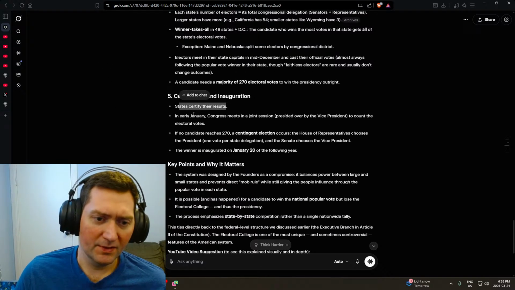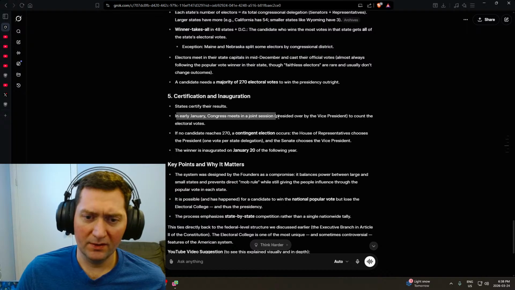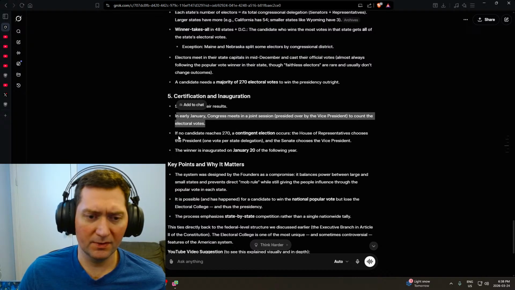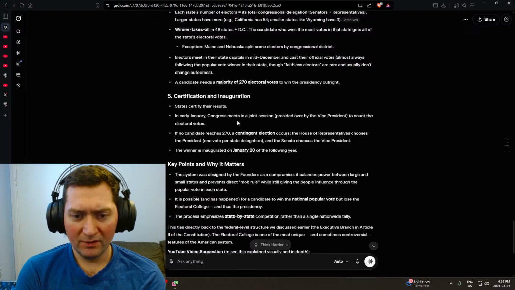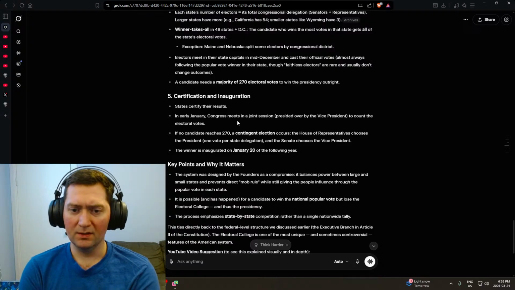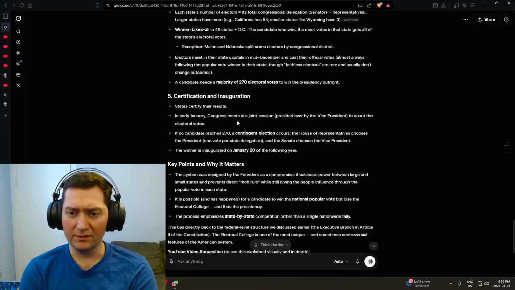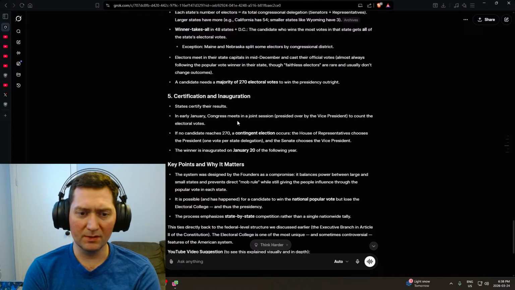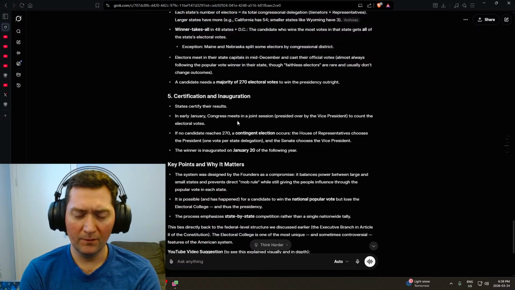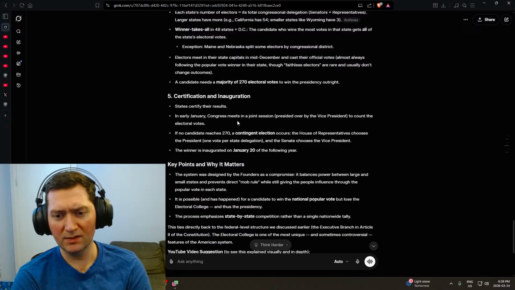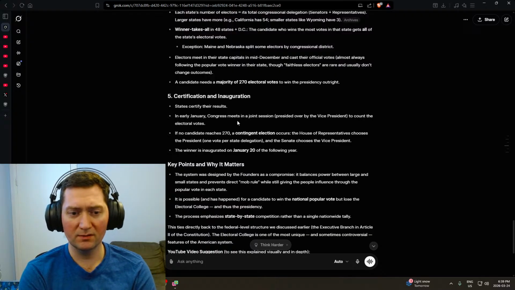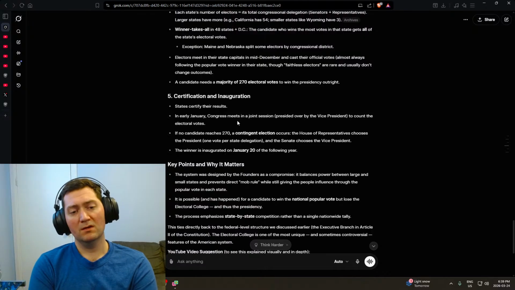States certify the results. In early January, Congress meets in a joint session to count the electoral votes. If no candidate reaches 270, a contingent election occurs. The House of Representatives chooses the president, one vote per seated delegation, and the Senate chooses the vice president.